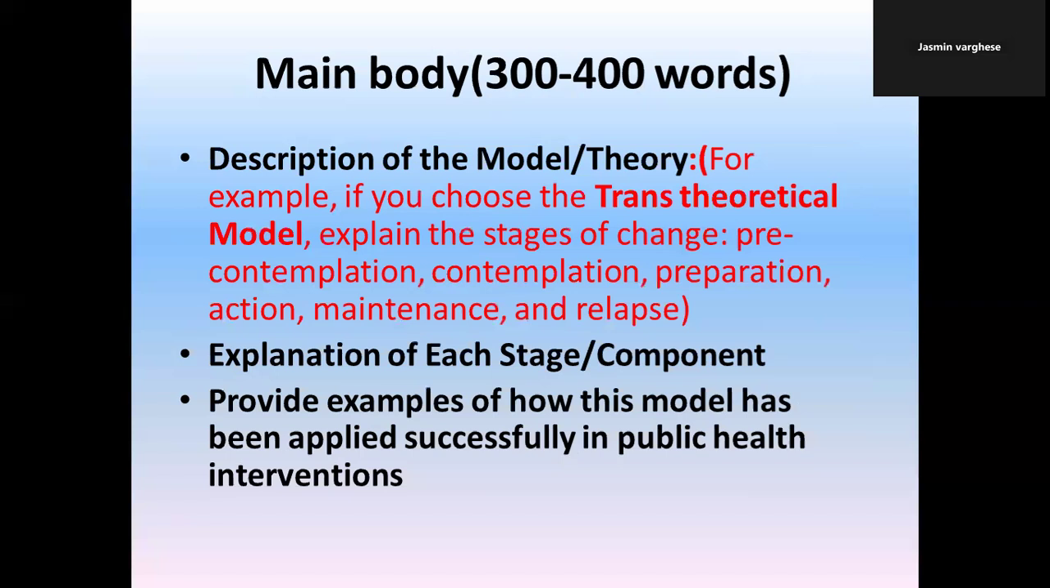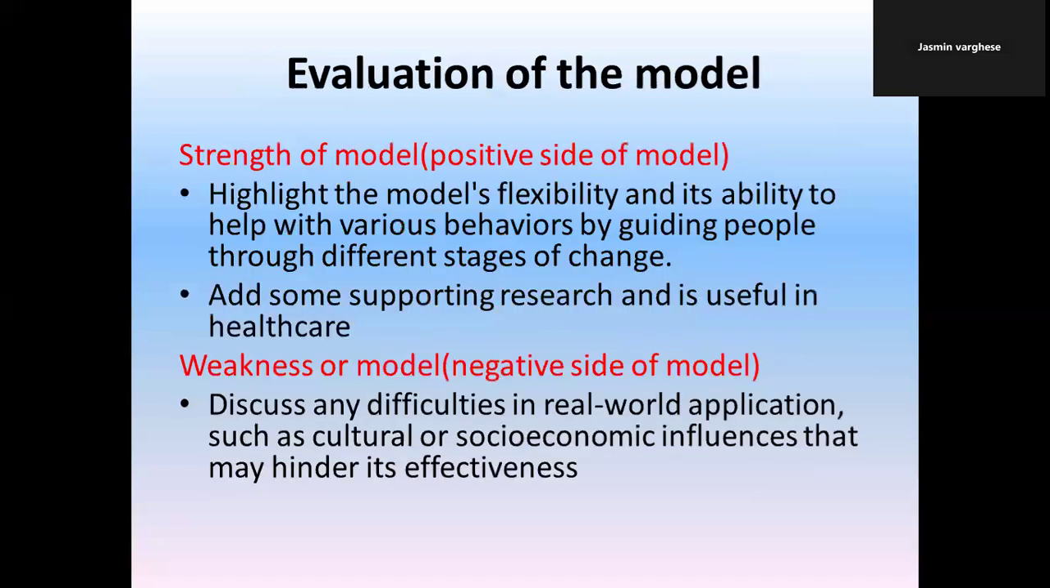Always use references and write your in-text citations, maximum 6 to 8 lines in each paragraph. Don't dump everything in one paragraph. Give an explanation of each stage, and provide some examples of how this model has been applied successfully in public health interventions. Try to add supporting arguments, documents, and studies with in-text citations. That will give credibility to your writing. So the description of the theory and model is the second task, 300 to 400 words.